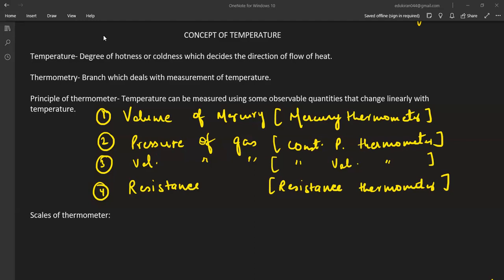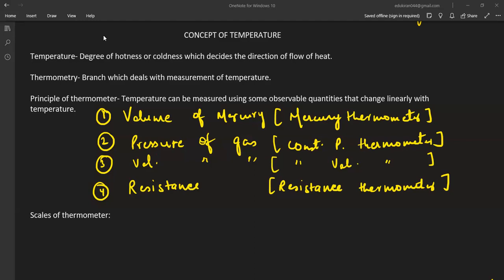We are not going into the details of thermometry, but you have the principles of thermometer in your syllabus, so we'll be discussing it. So what is the principle of thermometer? All the observable quantities that change directly proportional to temperature. According to the volume of mercury, it's a mercury thermometer.